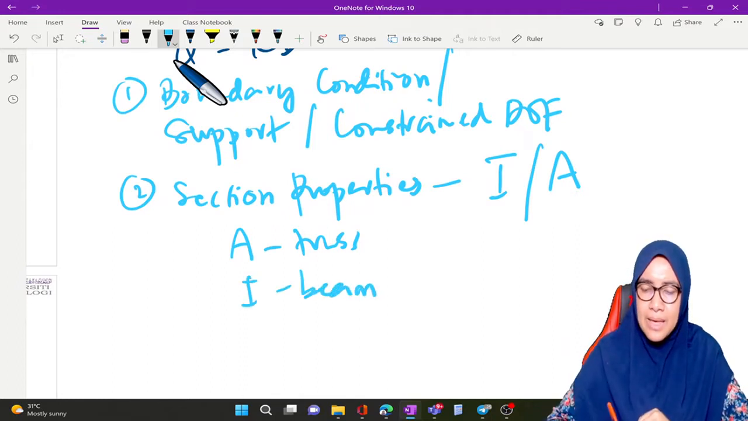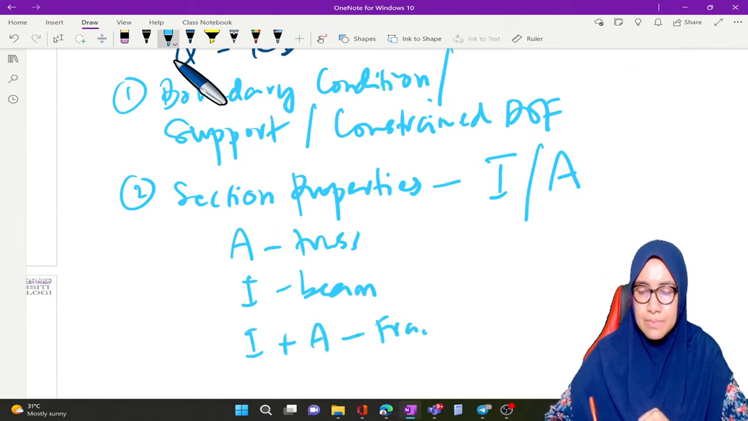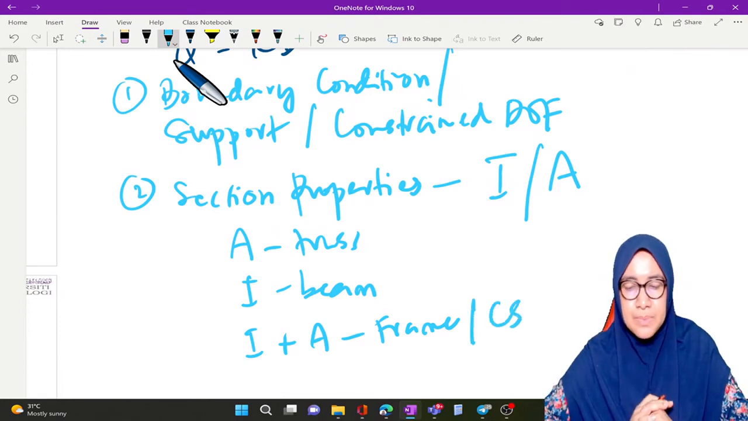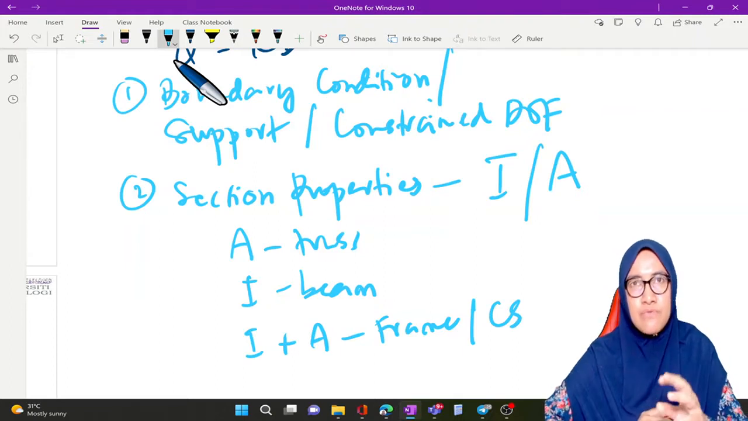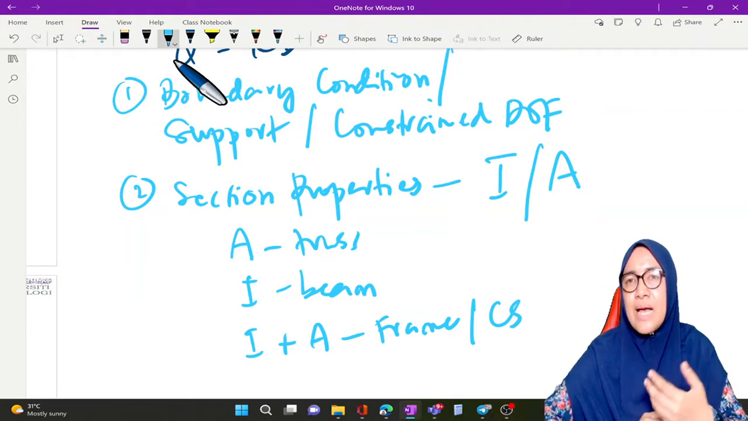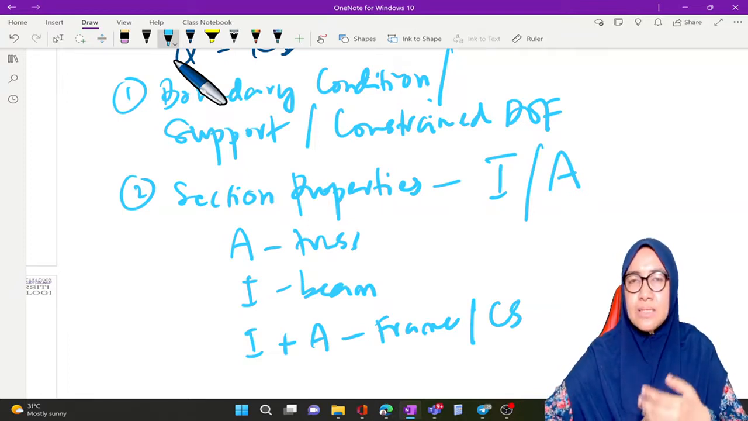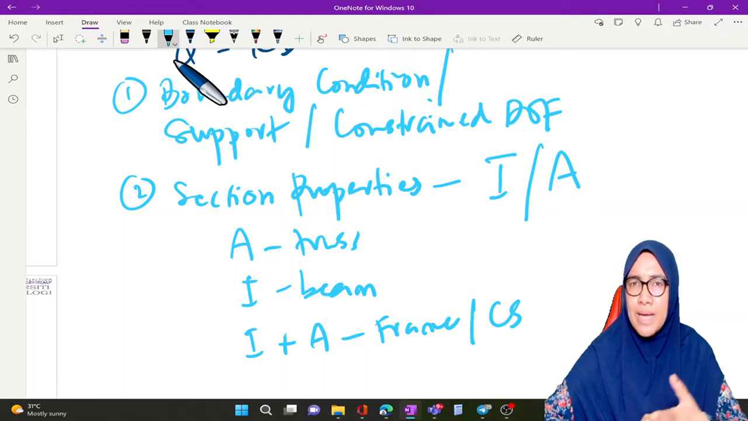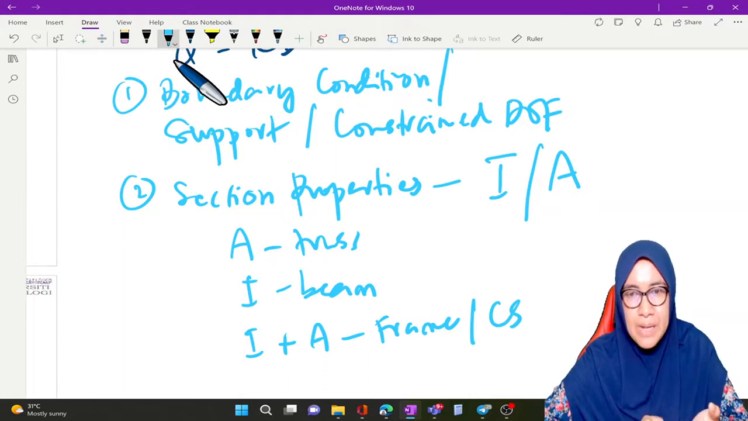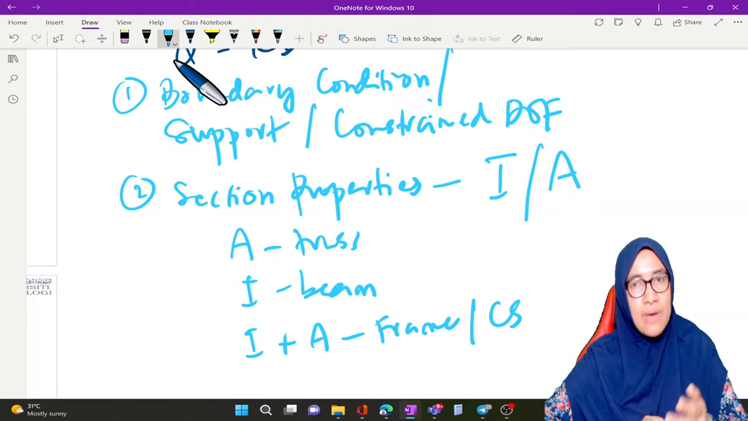And I plus A in frame, as well as composite structure. Okay, section properties. Because from the cross section we can also analyze the moment of inertia. So we have to define the section properties in our model that we built in the software.